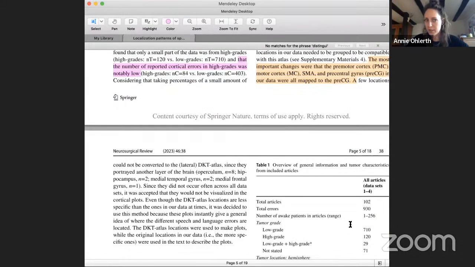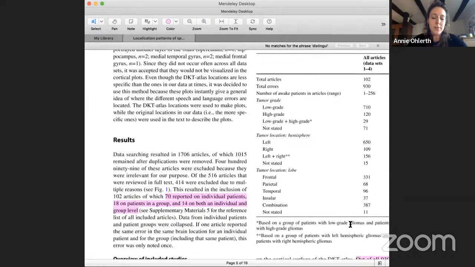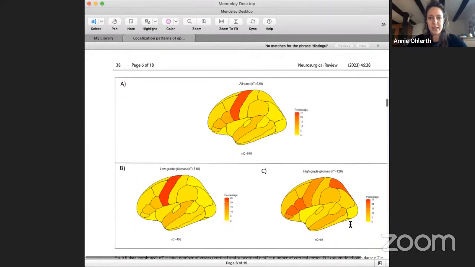But it's a pretty straightforward analysis of counting errors and then displaying them as how high an error amount is compared to the overall errors. This is one of the things that for me could be done a bit differently if we had the entire data. So now we're saying of all the errors we see, this is the percentage that happened, for instance, here in the rather big precentral gyrus area that they delineated. Whereas in other techniques, we might be able to say of all the stimulations we did, this is the amount of error that we get in this area.